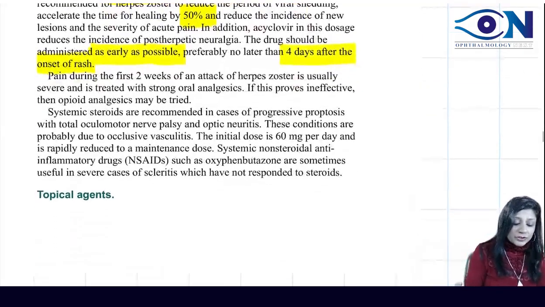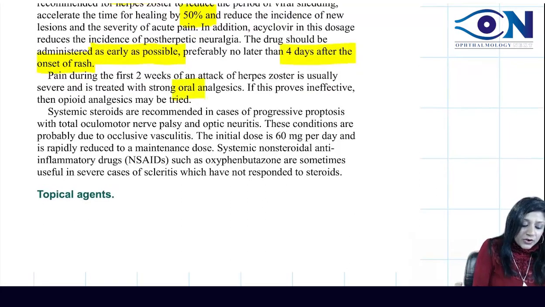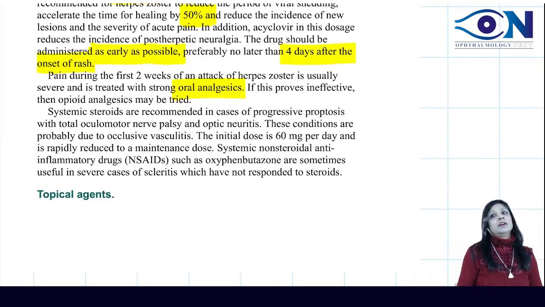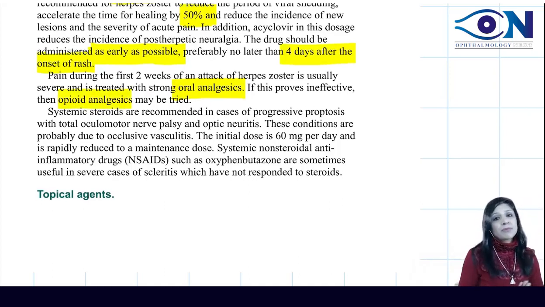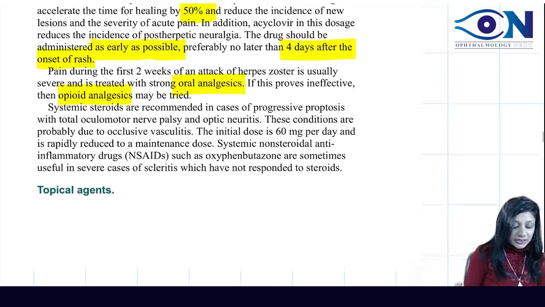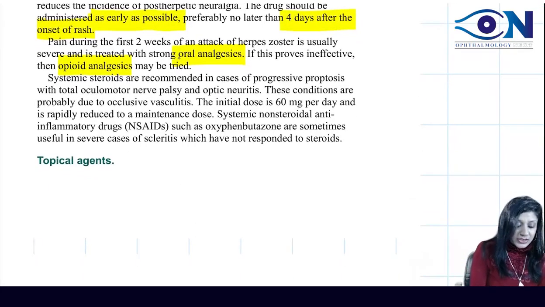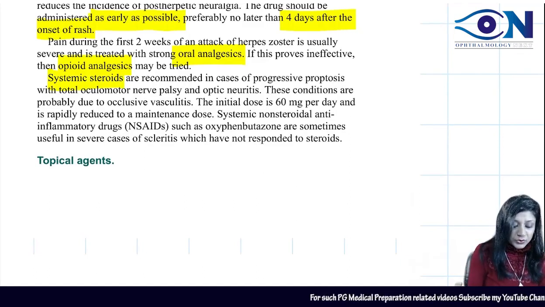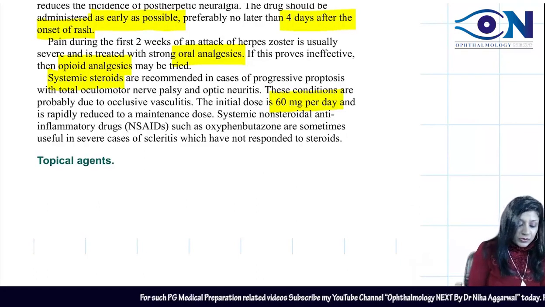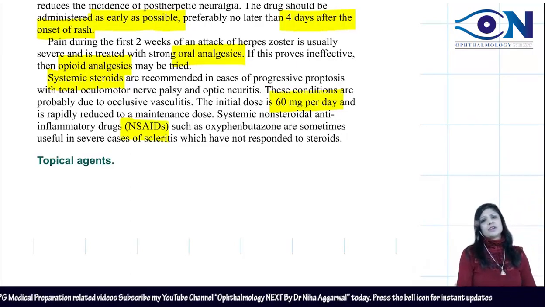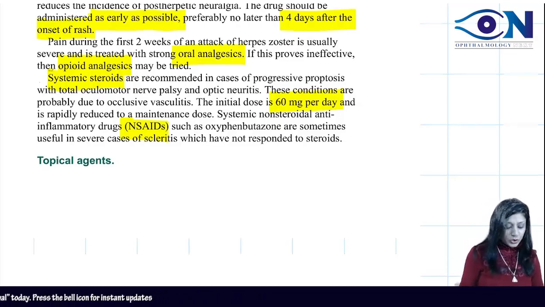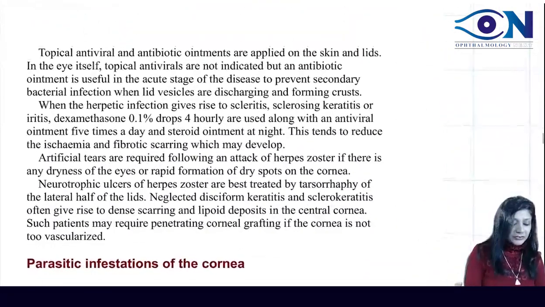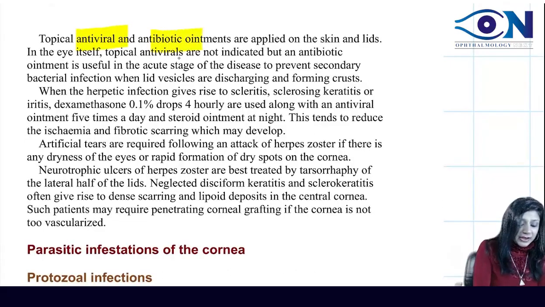Pain during the first 4 weeks is usually severe. For that, you have to give oral analgesics. If it is not effective, then we can even go for opioids, which are the most effective painkillers. Systemic steroids are recommended in cases of progressive proptosis. So if you have a lot of proptosis, give systemic steroids, with initial dose 60 milligram per day. Then you can even try non-steroidals if you don't feel like using steroids or if there is some contraindication.